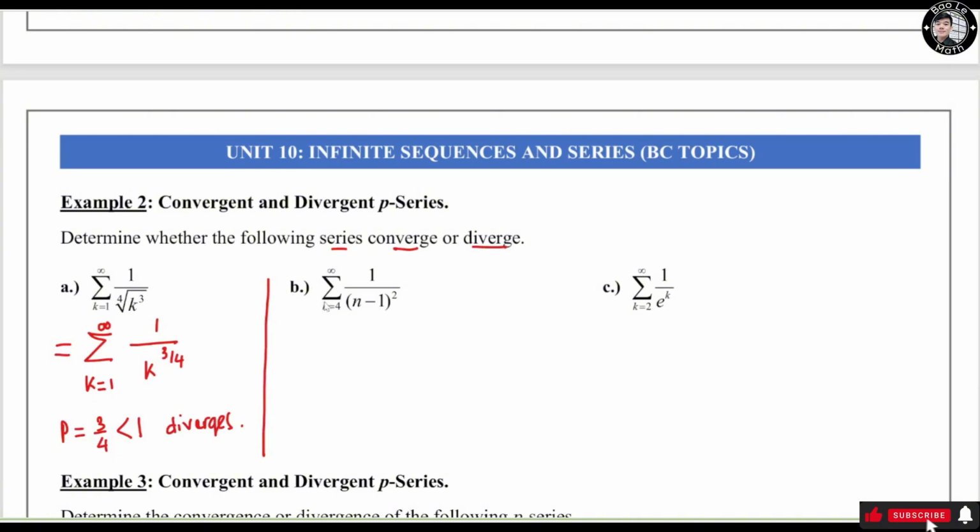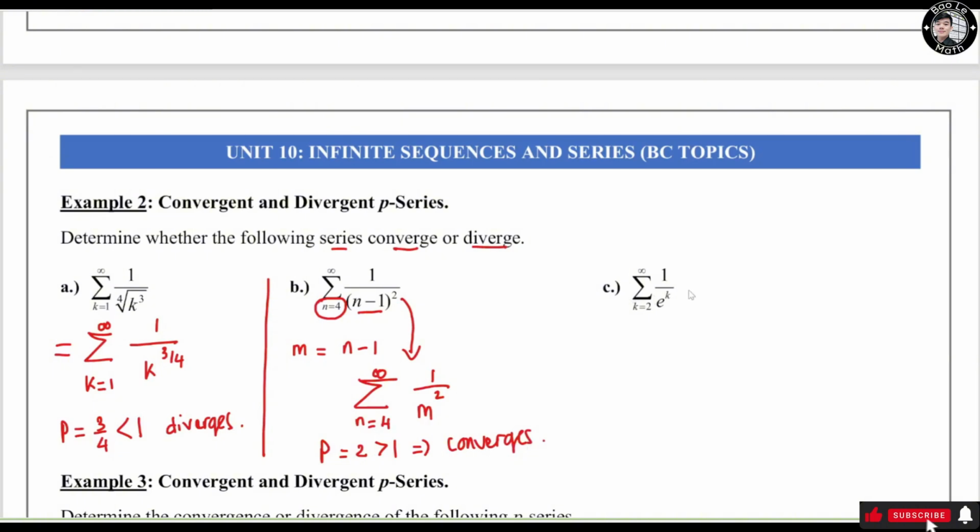Now question B. Again, the starting index does not affect the convergence, so we don't have to worry about this part. Now for this one right here, we just let m equals n minus 1. So then this becomes sigma of 1 over m squared when m goes from 4 to infinity. So p equals 2, greater than 1. Then the P series converges.